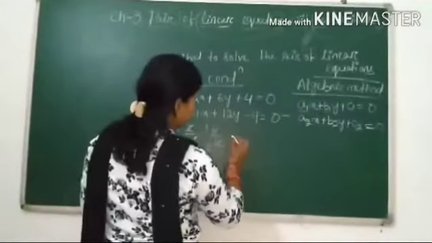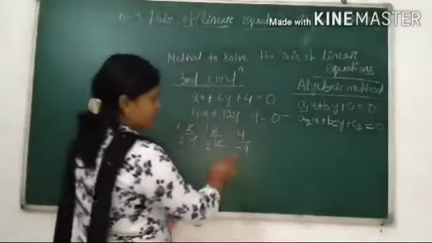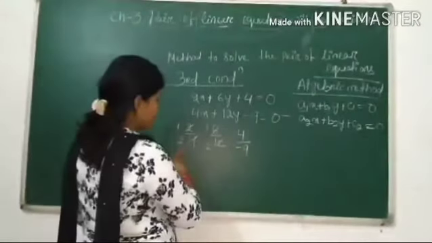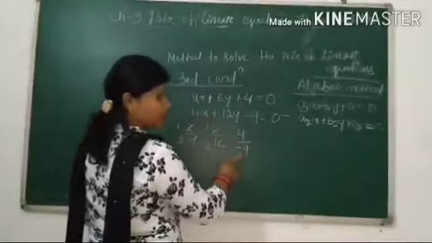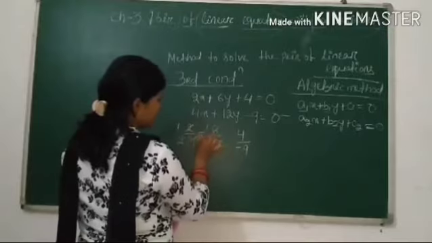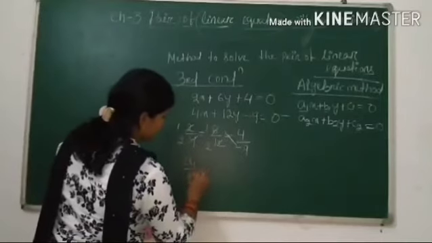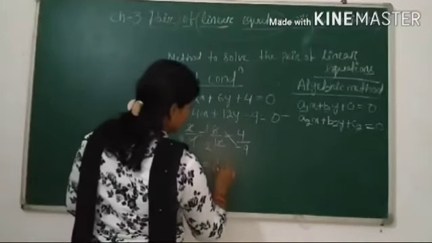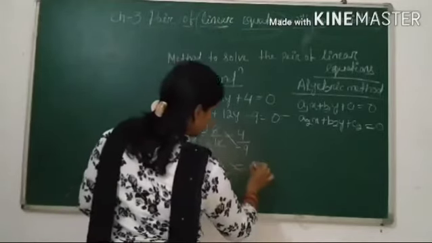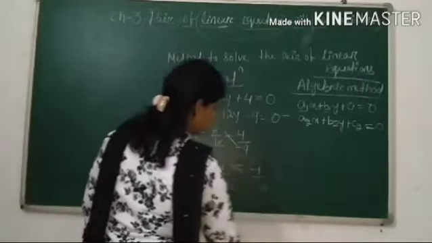Then I have to go further. So 4 here, minus 9. So here I am getting a different value. Here 1 by 2, here 1 by 2, and here 4 by minus 9. So I can write that this one is equal to this one, which is not equal to this one. So your condition is A1 by A2 should be equal to B1 by B2 should not be equal to C1 by C2. This is the condition.